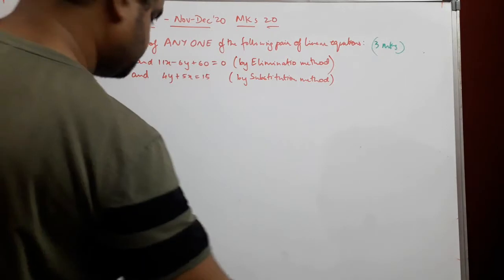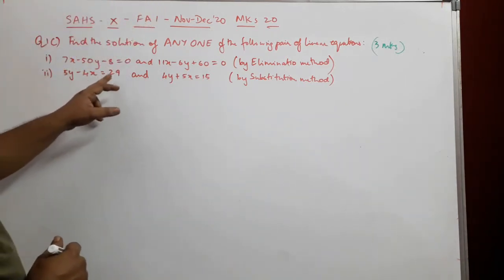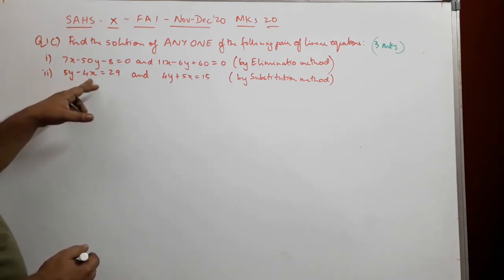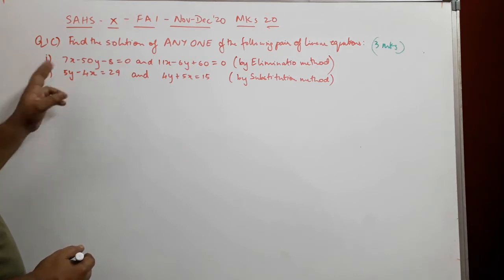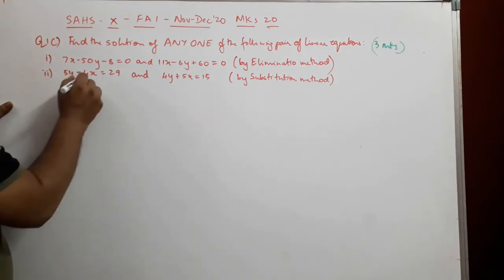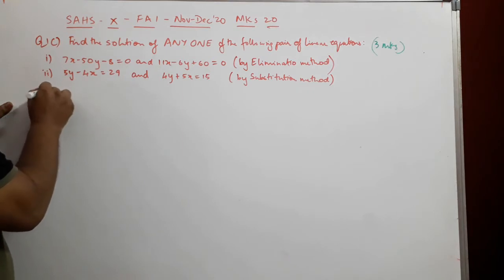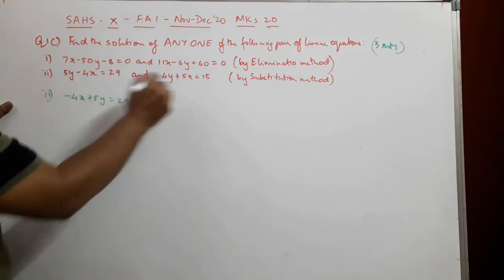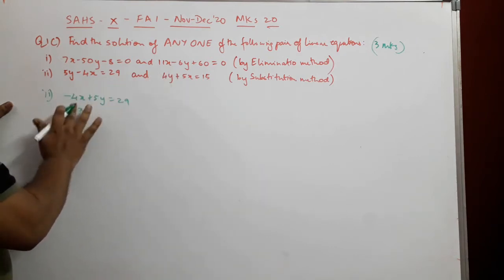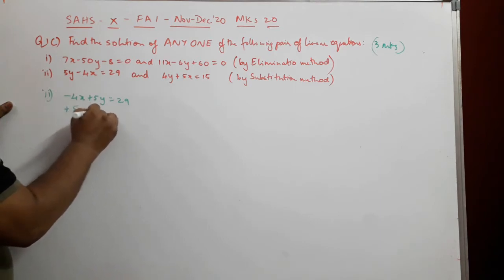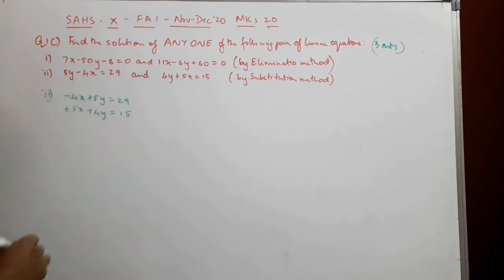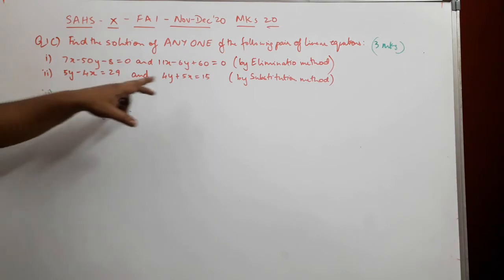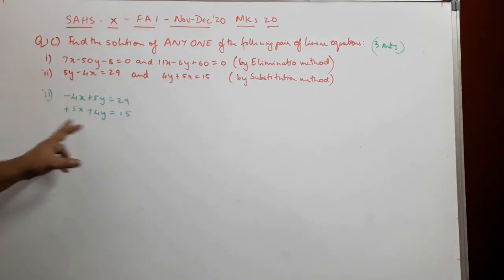This next problem is 5y minus 4x equal to 29. In this case, when I start, I'll just start by rearranging x and y, okay, because x is negative, they have given this way, but I'll rearrange it. So second problem, minus 4x plus 5y equal to 29, and this would be positive 5x plus 4y equal to 15. All I have done is brought the x first, y next, okay, and x is negative in this case, and positive in this case. So this is what I have written over here.